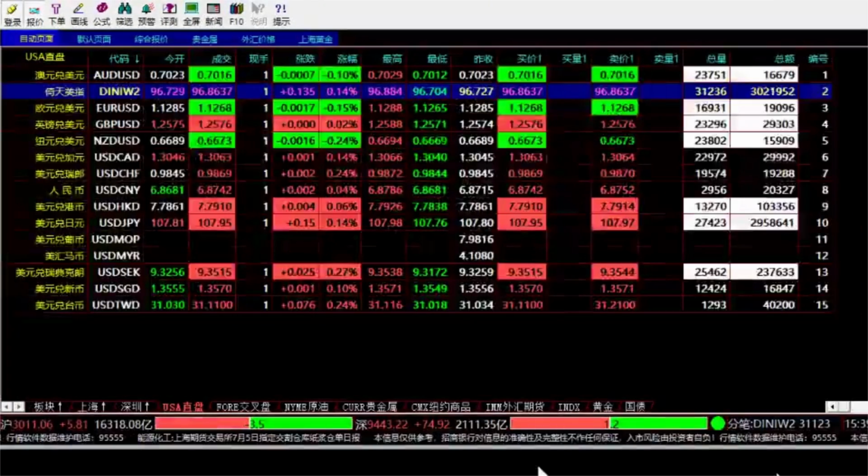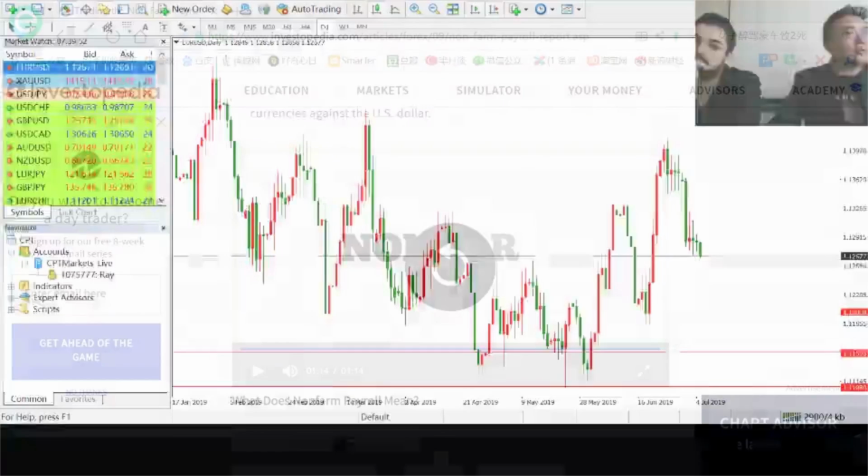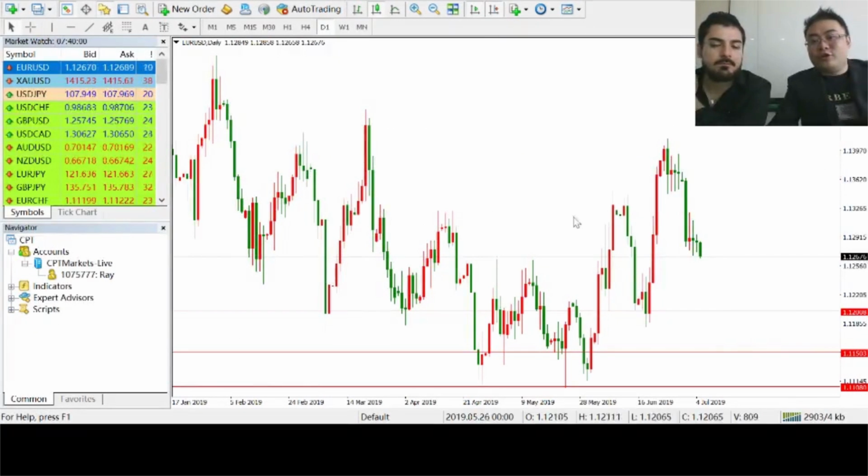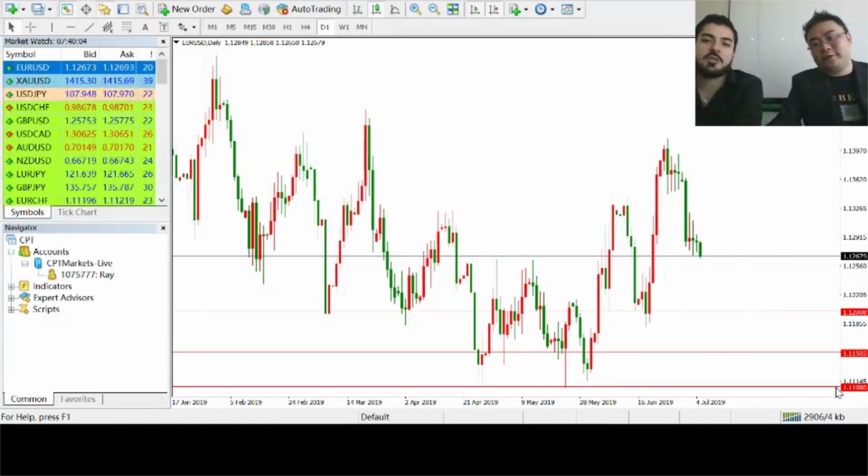Also, for the euro, if the dollar index goes up, I think the euro goes down, the opposite way. Yes, for sure. Also, we can see the gold price.